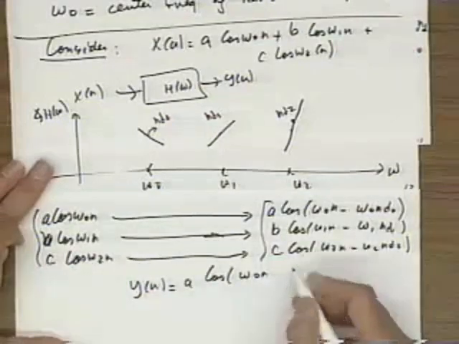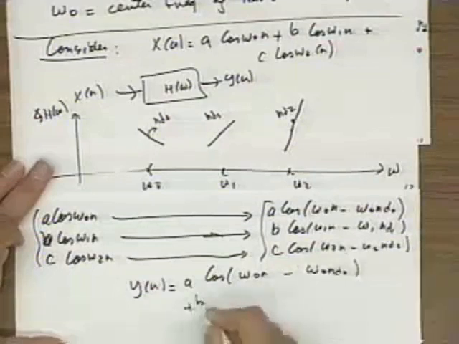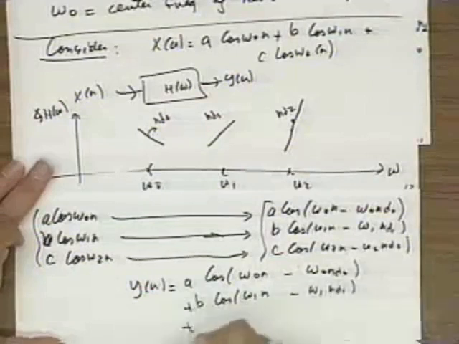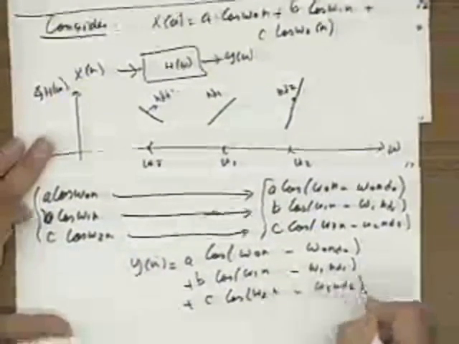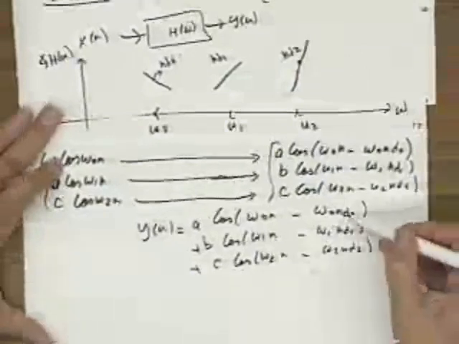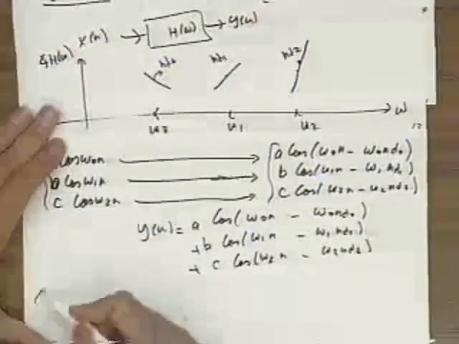So they all got delayed, and the output that comes out, y of n, is just the sum of these things. It's a cosine omega naught n minus omega naught n d naught, plus b times cosine omega 1 n minus omega 1 n d1, plus c times cosine omega 2 n minus omega 2 n d2.